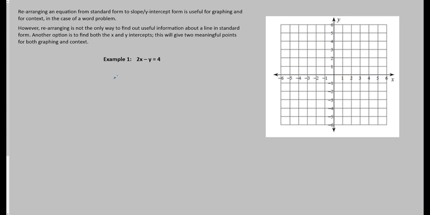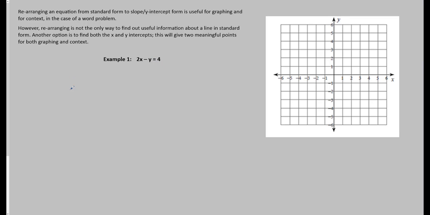And this comes in handy when you're trying to graph. So we've done rearranging in the previous lessons, which is really useful for graphing. And then today we're also going to figure out how to graph without rearranging things. And that's by finding the x-intercepts and the y-intercepts. And sometimes in word problems, it also is more meaningful to do it this way than to find the slope and just the y-intercept. So here we have an equation 2x minus y equals 4.